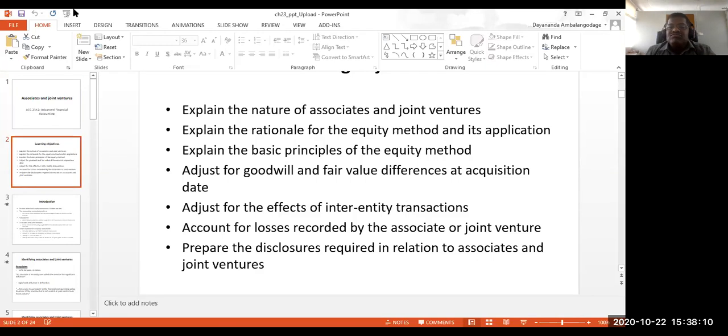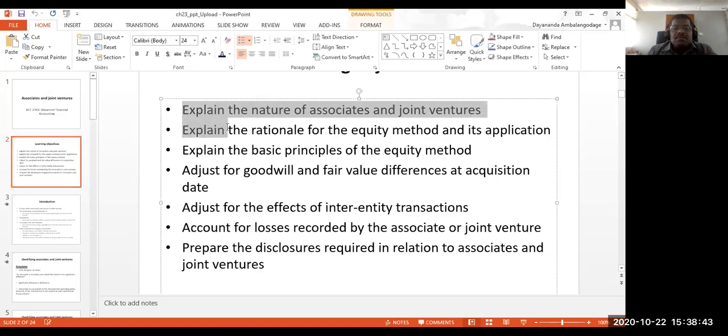First of all, we'll look at what associates and joint ventures are. Then the rationale for equity method and its application, the basic principles of the equity method will be discussed, and also goodwill adjustments and fair value differences at acquisition, intercompany transactions recorded by the joint venture and joint losses, of course, recorded by the associate and joint ventures, and the disclosures. Of course, out of these seven learning outcomes, in today's first session we will be discussing the first three parts.